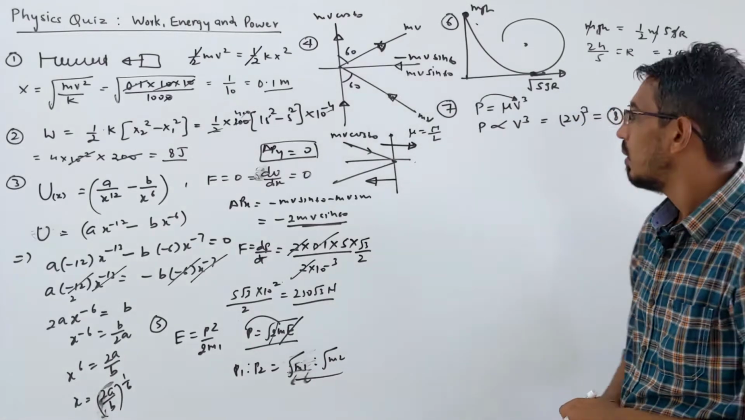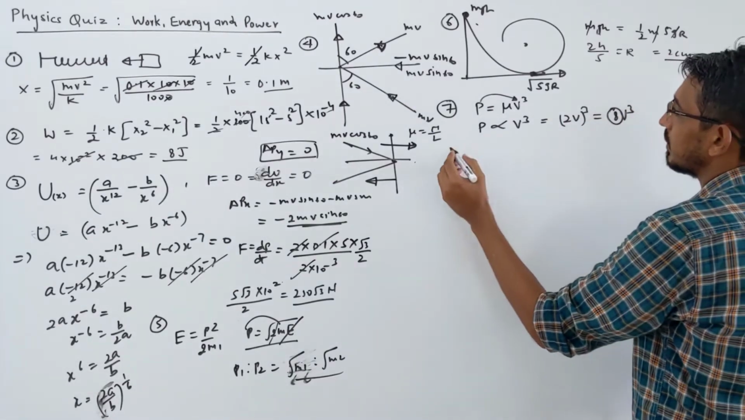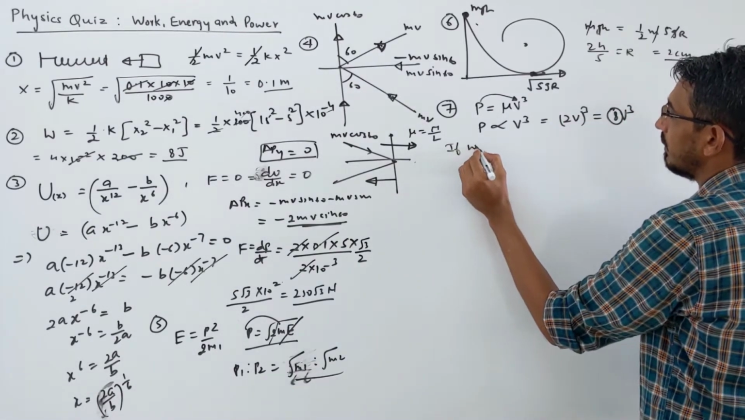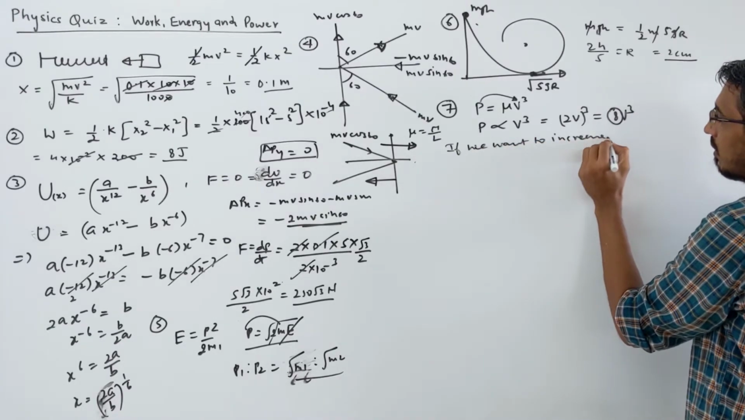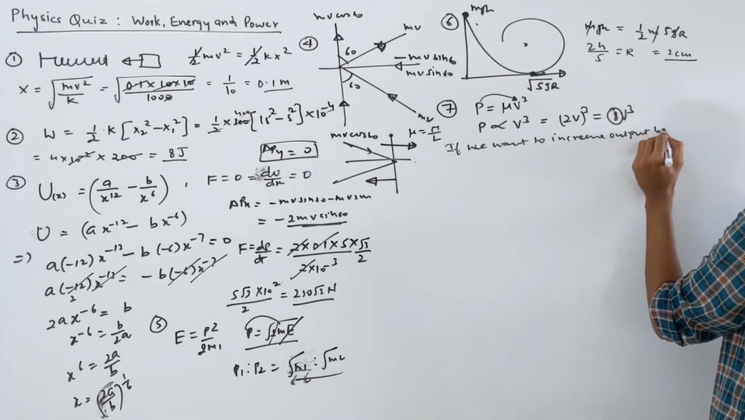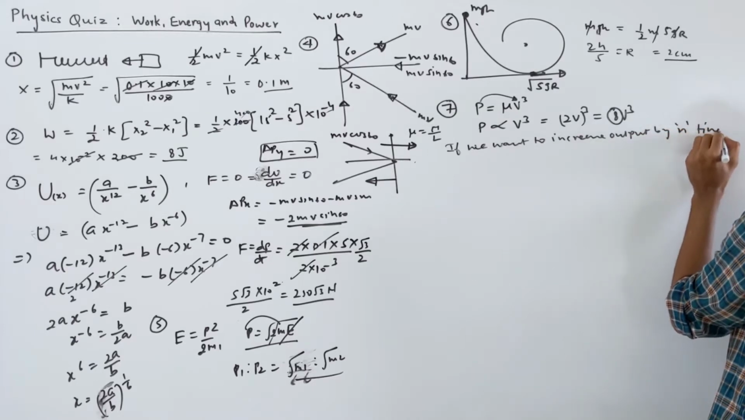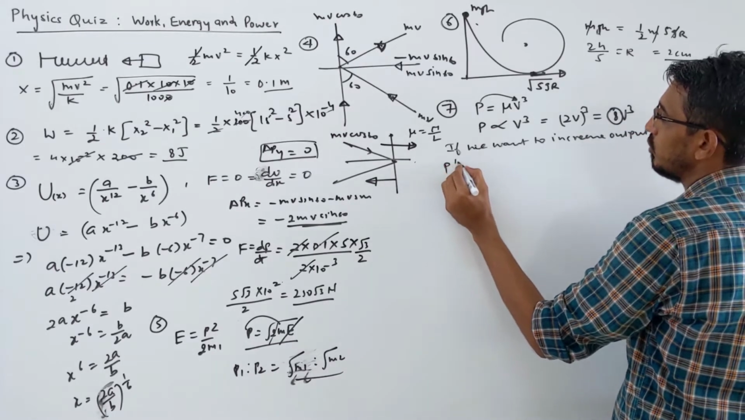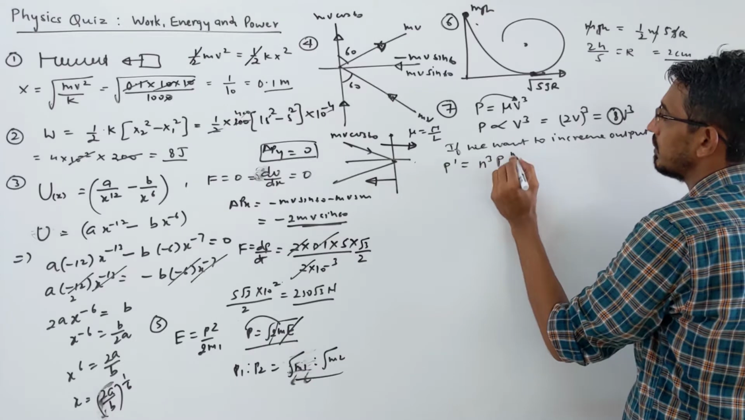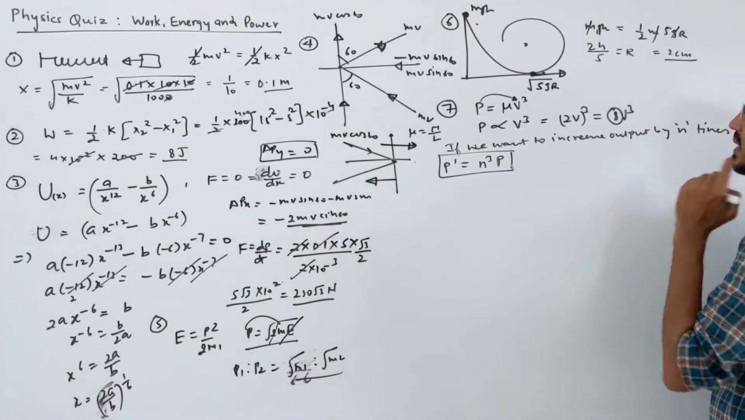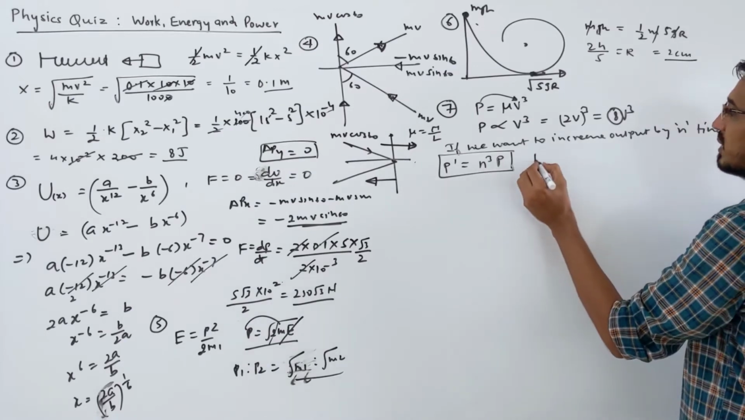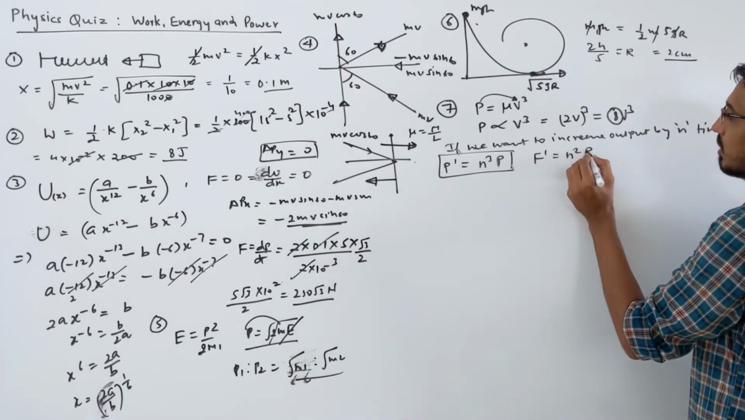Means your power should be increased by 8 times. Or I write a simple relation: suppose we want to increase output by n times, like double, triple, then the new power should be n cube times of the initial power. That's a simple way. And suppose the same question they ask in terms of force, by what amount should force be increased? The force should be increased n square times.